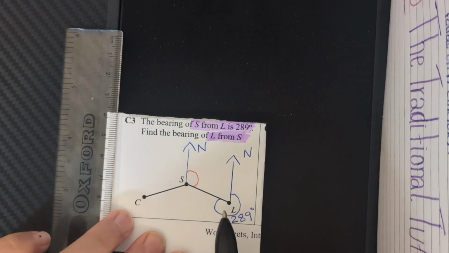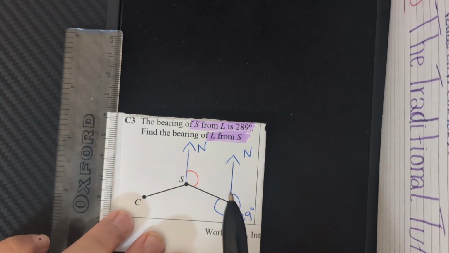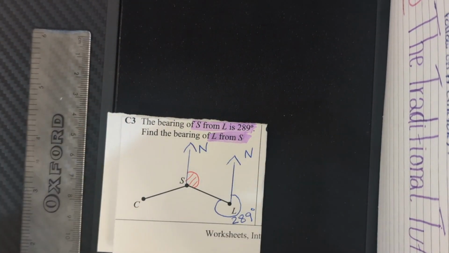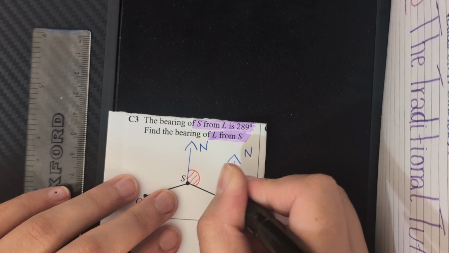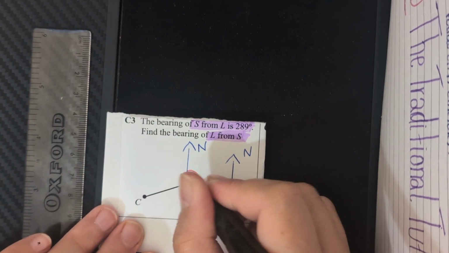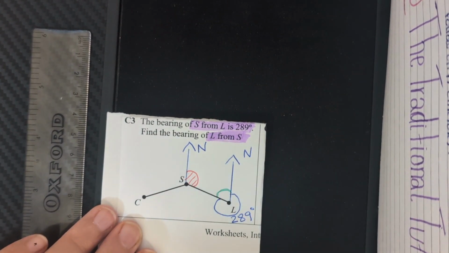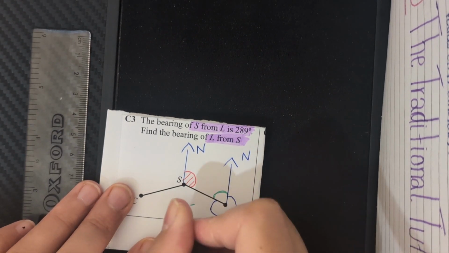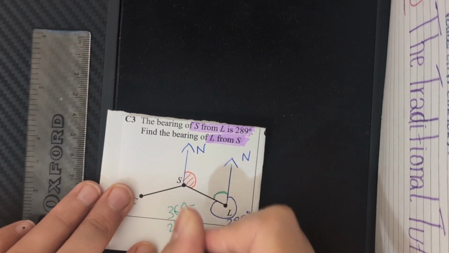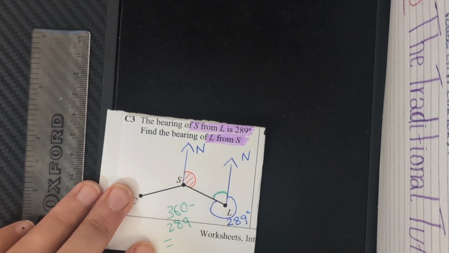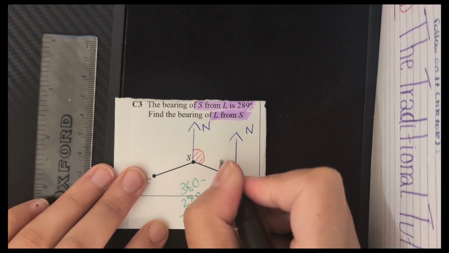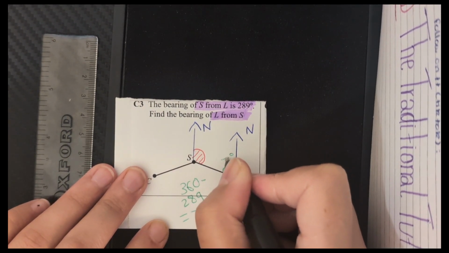Now again, I need to think about what information I need in order to work this angle out. So I need to work out what this little one here is going to be, so I can use my co-interior rule and work out my red angle. So I'm going to do 360 minus 289 degrees, which gives me 71 degrees, and that's this angle over here.